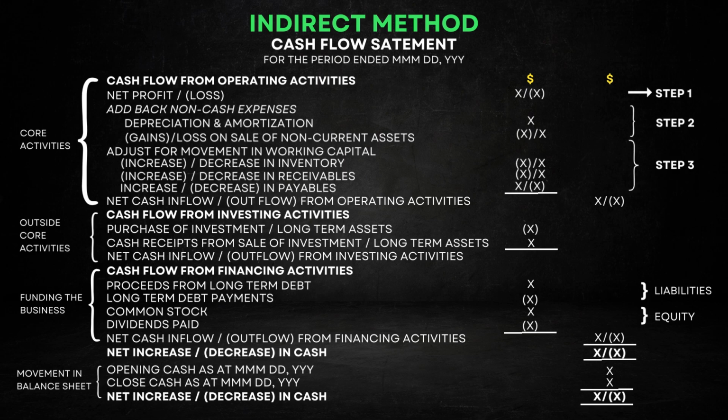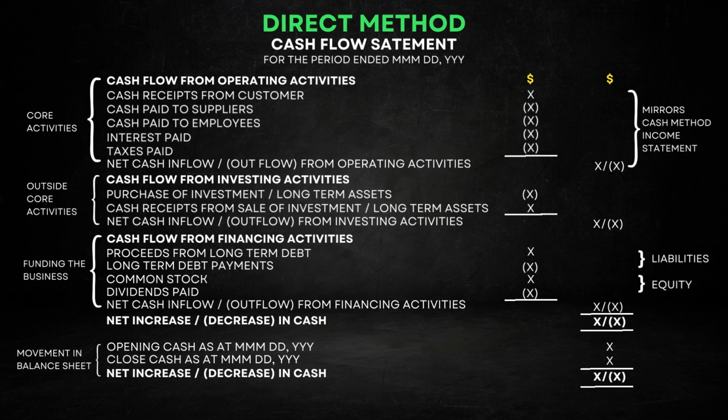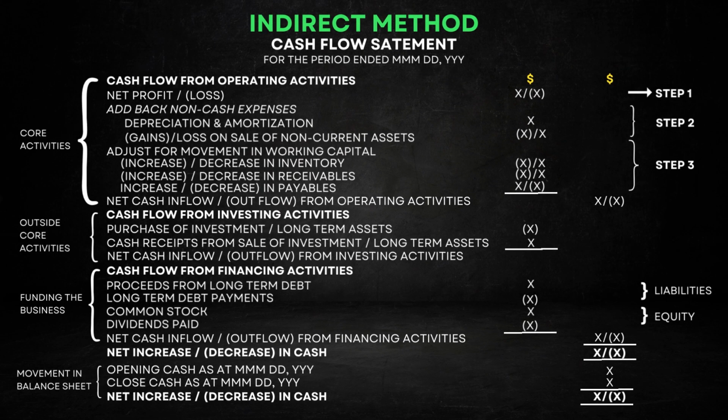Finally, we adjust for the movement in working capital, which refers to the changes in the company's current assets and current liabilities. Increases in current assets like inventory or receivables reduce cash flow, while increases in current liabilities like payables increase cash flow. By following these steps and referring to the income statement and balance sheet, we can determine the cash flow from operating activities. While the direct method may be easier to read, it can be more challenging for accountants to prepare. Conversely, the indirect method is simpler since many of the required numbers can be found in the income statement and balance sheet.